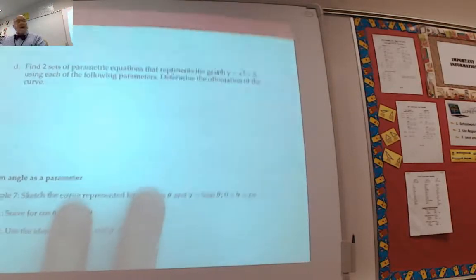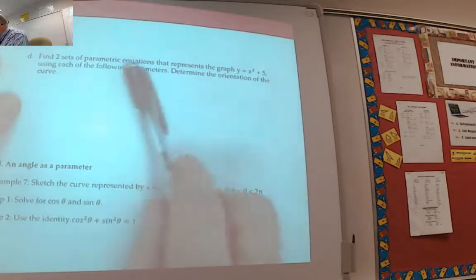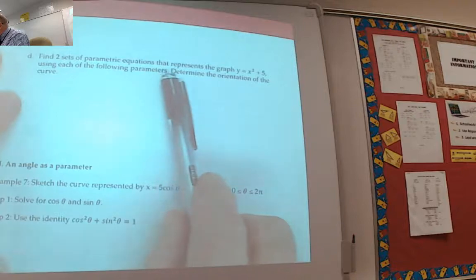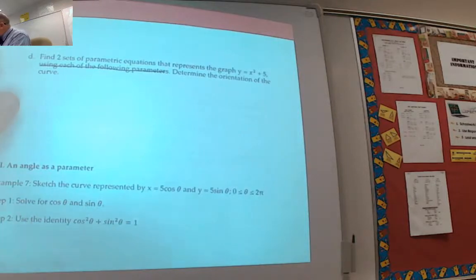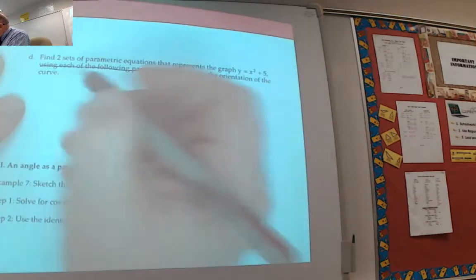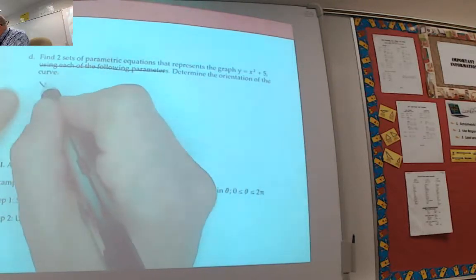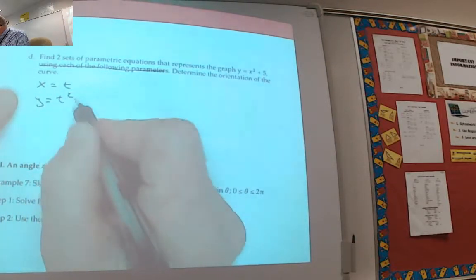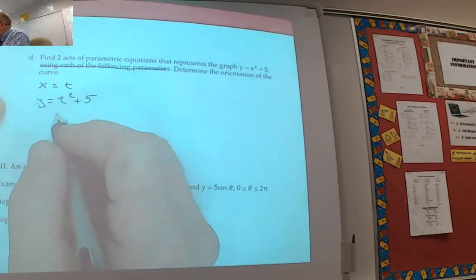All right, so D is exactly the same thing. What I want you to do is find 2 sets of parametric equations that represent this graph, using each of the following parameters. It doesn't say what parameters, so you can just cross that out, and we'll determine the orientation of the curve. Jonathan, give me one set of parameters. X equals t, y equals t squared. Okay, and what do you give me for what you want t to be in between? Give me a range or a domain for t.